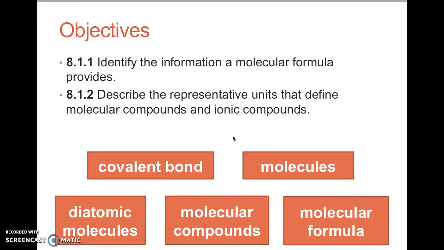We've now reached the end of our video, and we now know what information we can get from a molecular formula. We can find out how many of each kind of atom are in the molecule. Also, we can describe molecular compounds and ionic compounds.